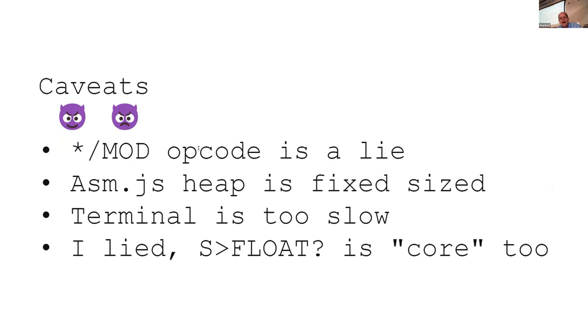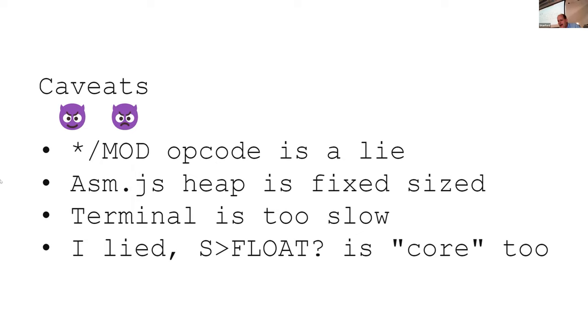There are some caveats. */mod, as I'll show you in a second, is a lie. I have not implemented it properly. It's on my list of things to fix, but I haven't done it yet. The ASM.js heap size is fixed. I think I picked maybe 16 megabytes of memory. It's a little large, but it's a canned value, which is not ideal. WebAssembly does support a dynamic heap. The terminal is too slow, just because I haven't had time to optimize it. The JavaScript that I'm using to update it is less than ideal.